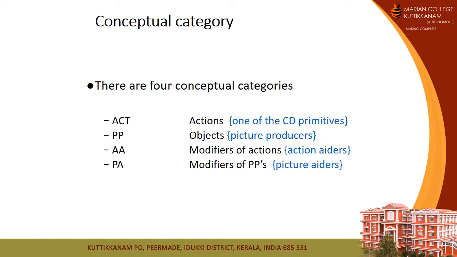Then conceptual categories. There are four types of conceptual categories. One is ACT, that is the action. PP, that's the object, the picture producer. AA, modification of actions, that is action aider. PA means picture aider, that is modifiers of PP, the attributes that support the picture producer. So these are the four conceptual categories.